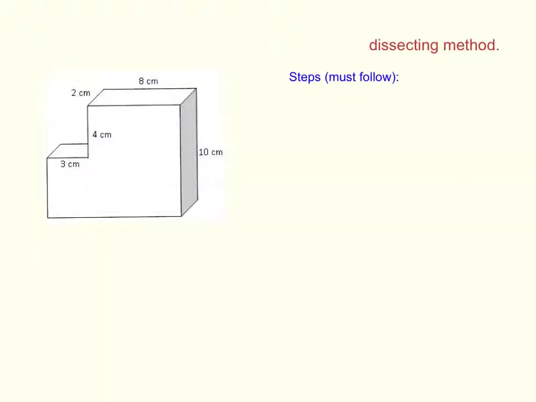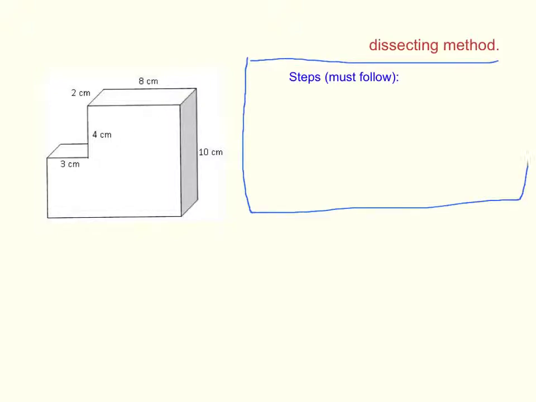Now, if you still don't understand how to find out the volume of the irregular shape by using the dissecting method, you may look at this example again. Okay, this is a different example. Here's an irregular 3D shape, and we're going to find out the volume of it by the dissecting method. Every time you do the dissecting method, you have 3 steps to follow. It is these 3 steps.